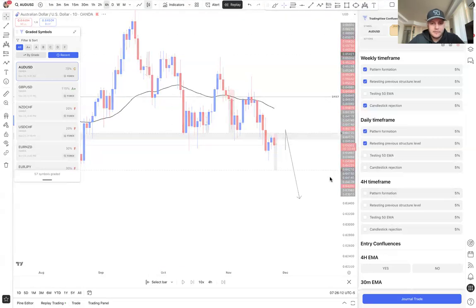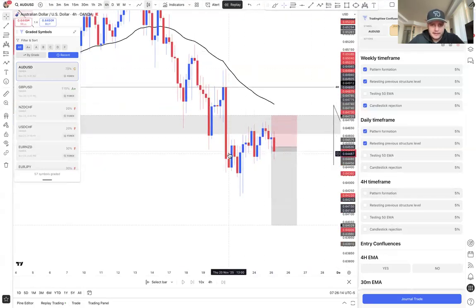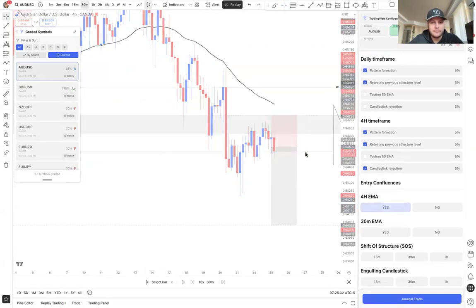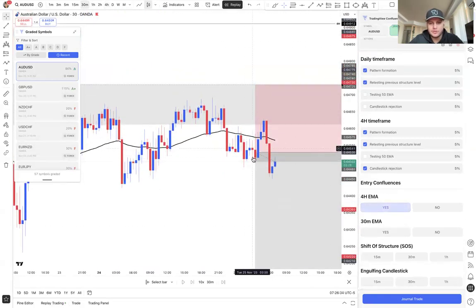Next is the 4-hour time frame. The 4-hour time frame has created a double top right here. So we have a double top. We are retesting previous structure, but we aren't retesting the EMA just yet. And we do have a few candlestick rejections from this area of interest. We're underneath the 4-hour EMA. When I entered, we were also underneath the 30-minute EMA.